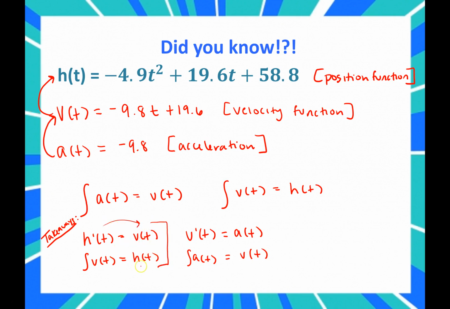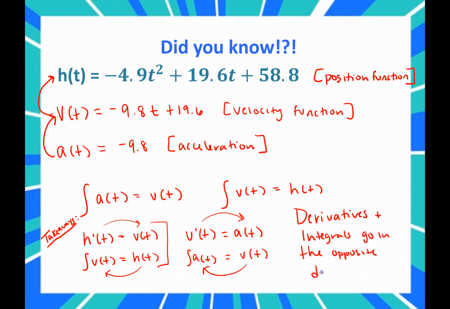Do you notice how from this statement to that one, they've swapped? This went from h to v, and this one went from h to v in this direction. Similarly, we're going from v to a, and then we're also going from v to a in this direction. So integrals and derivatives go in the opposite direction. And the other takeaway is that if we take the derivative of position, we get velocity. If you take the derivative of velocity, you get acceleration.